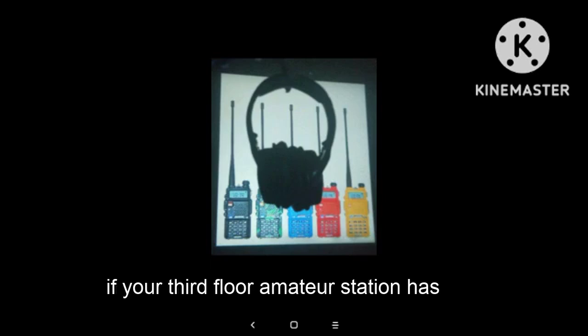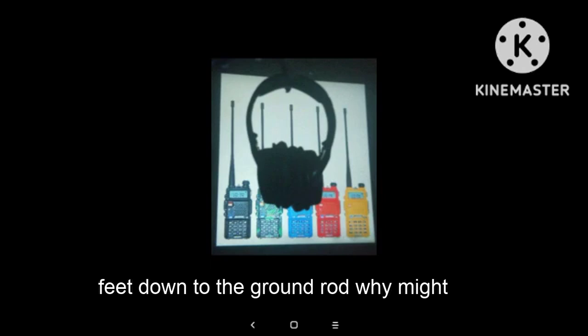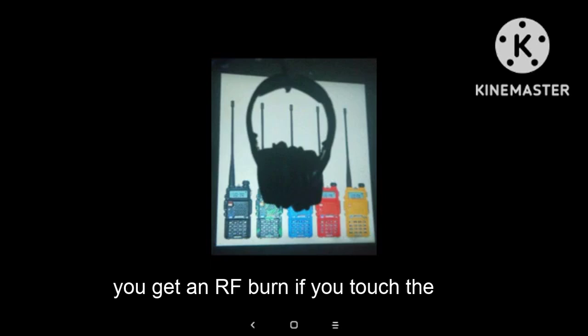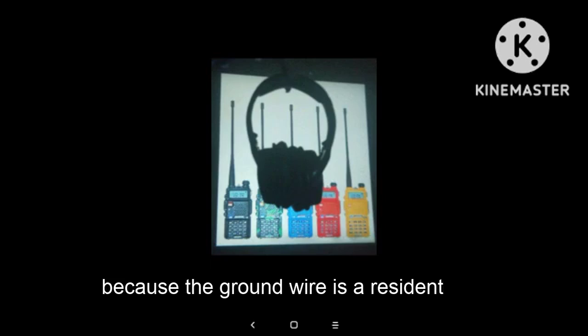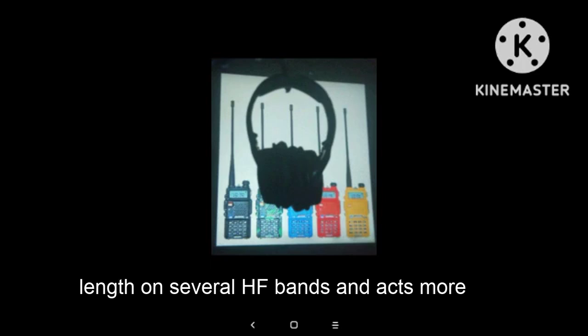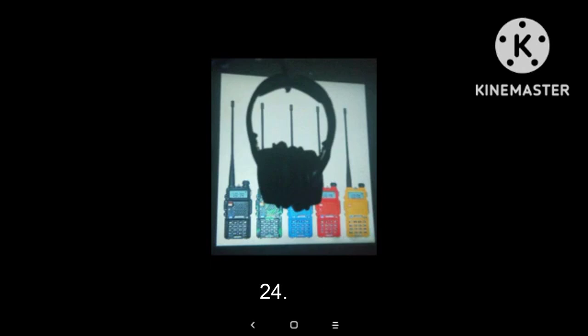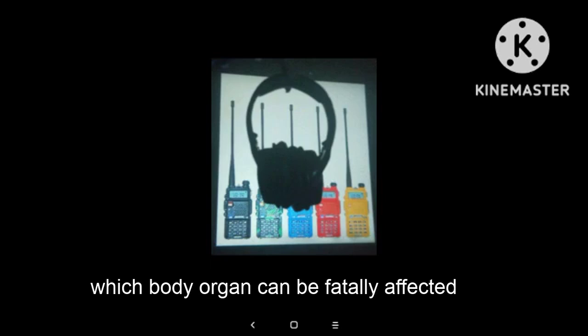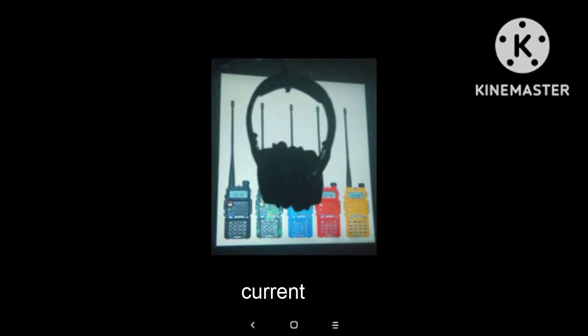23. If your third floor amateur station has a ground wire running 10.05 meters or 33 feet down to the ground rod, why might you get an RF burn if you touch the front panel of your HF transceiver? Because the ground wire is a resonant length on several HF bands and acts more like an antenna than an RF ground connection. 24. Which body organ can be fatally affected by a very small amount of electrical current?